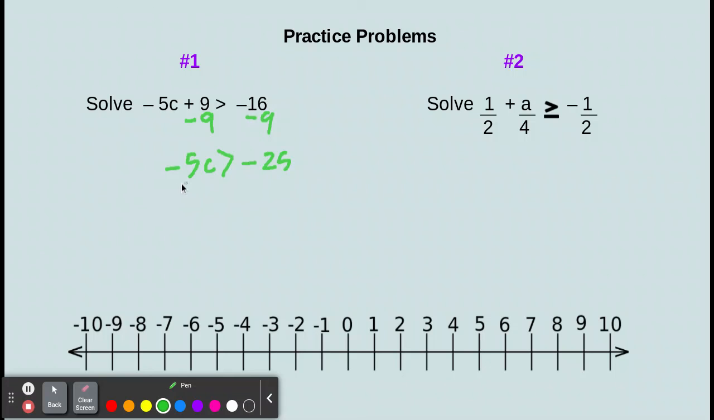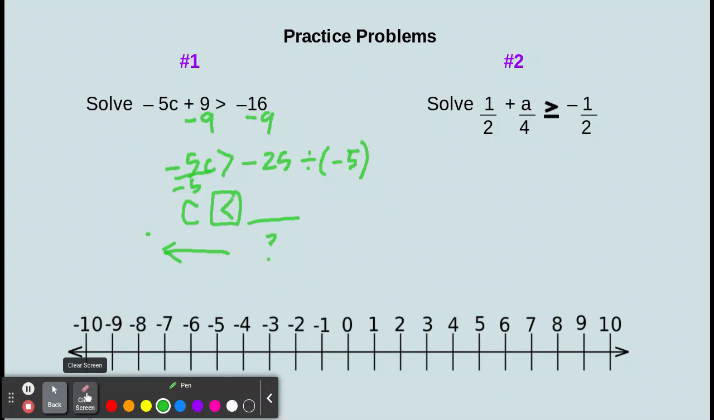Okay, so what is the coefficient of the variable c? Is it positive or is it negative? It's negative. So what do you need to do to your inequality sign? You're going to have to flip it. And you're going to have to divide both sides by negative 5. So this should be c is less than something. Okay, and then you'll need to make sure you graph it on the number line. And remember, less than points to the left.